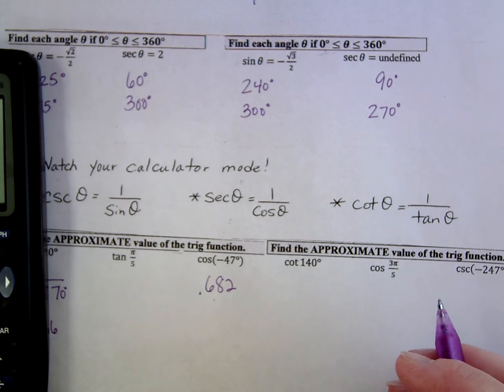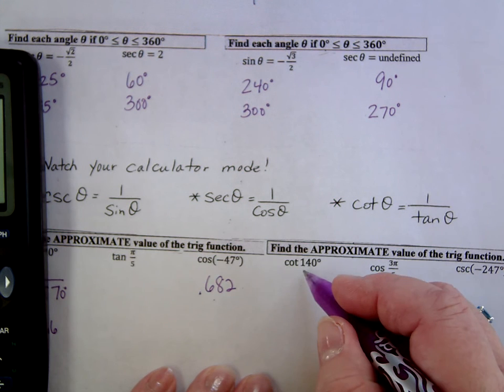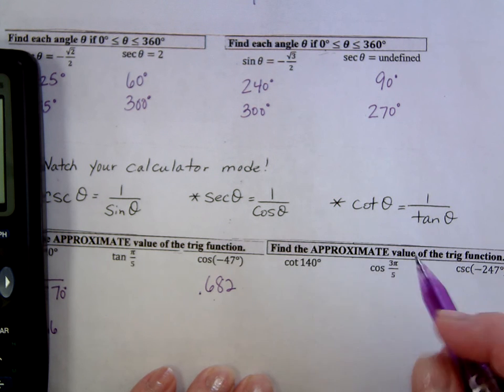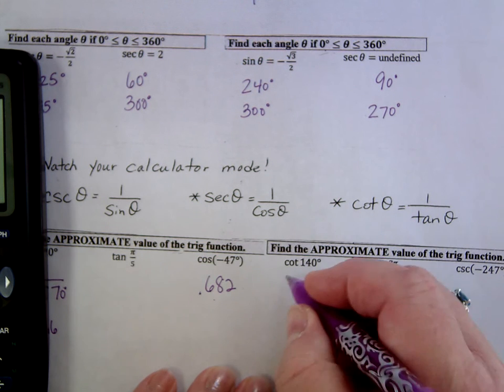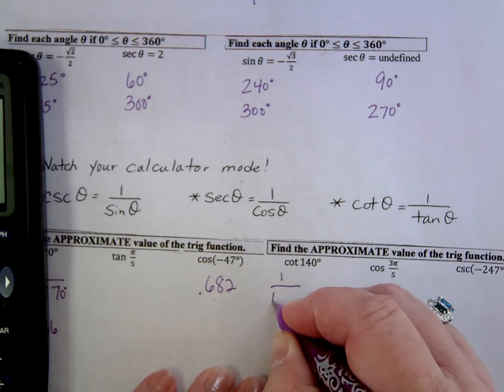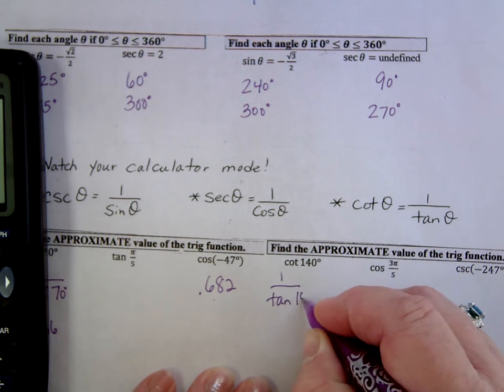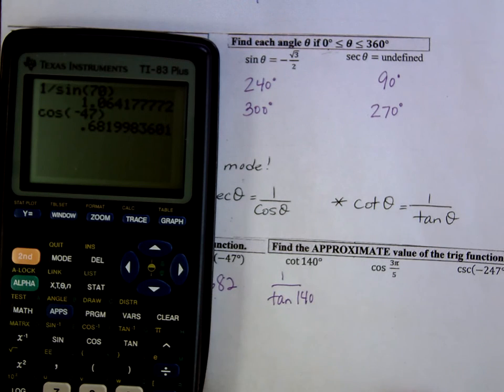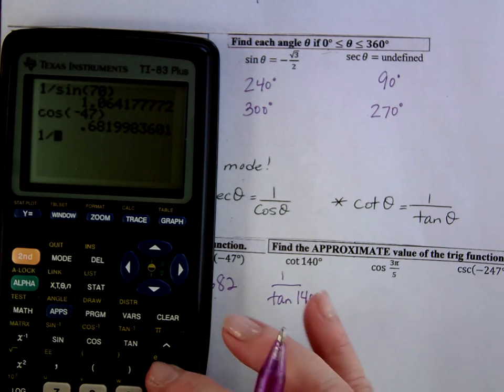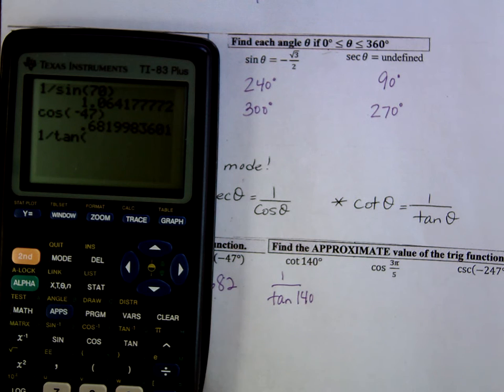Cotangent of 140, well, there's another degree one. We're doing all the degree ones first. Cotangent, I don't have a cotangent button, but I use my reciprocal rules, and so I'm going to do 1 divided by the tangent. So 1 divided by the tangent of that same angle, 140. So again, I go to my calculator and I say, all right, what is 1 divided by the tangent of 140?